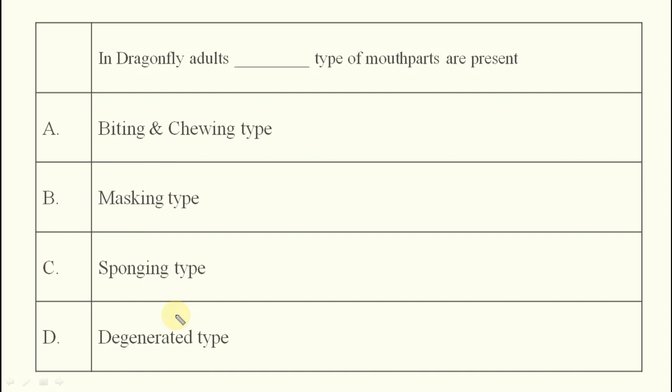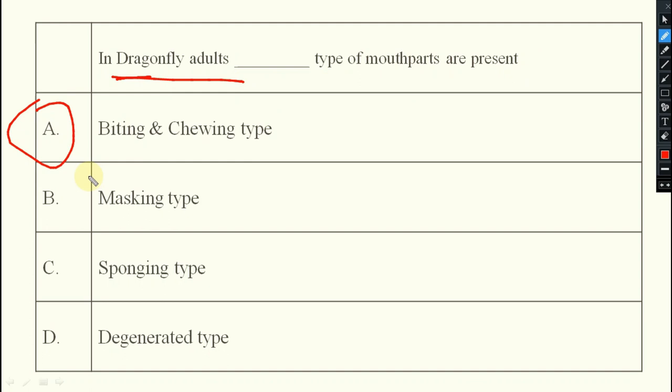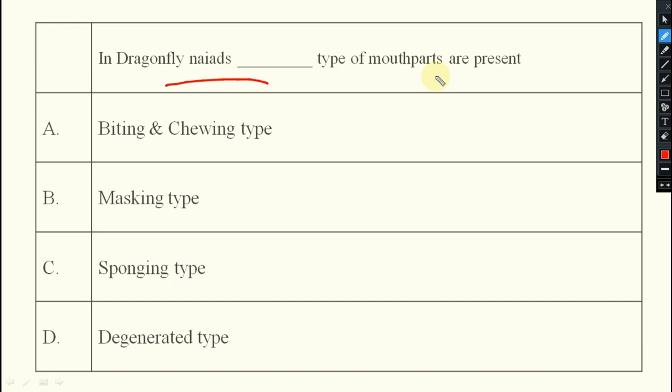Next you see, in dragonfly adults, dash type of mouth parts are present. That is option A, biting and chewing type, because they are aerial predators. Yes or no? But if you see, in dragonfly nymphs, dash type of mouth parts are there. That is the masking type of mouth part. So the answer will be option B, masking type of mouth parts present in the dragonfly nymphs.